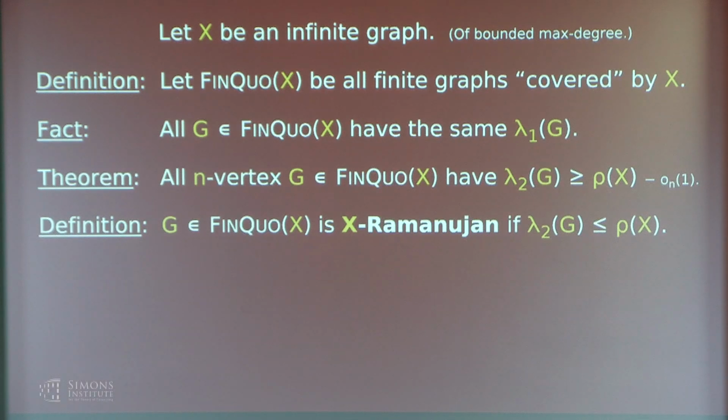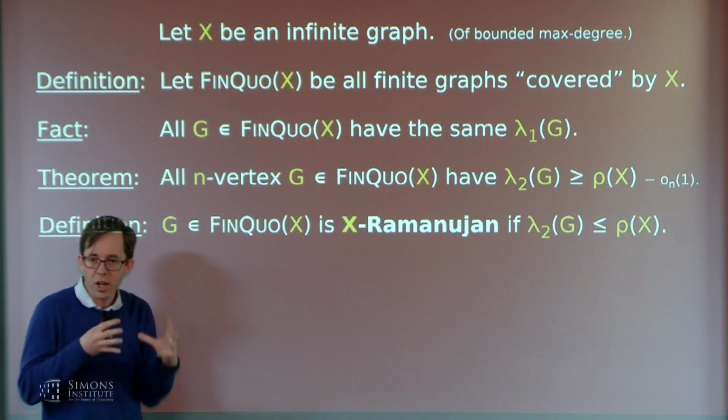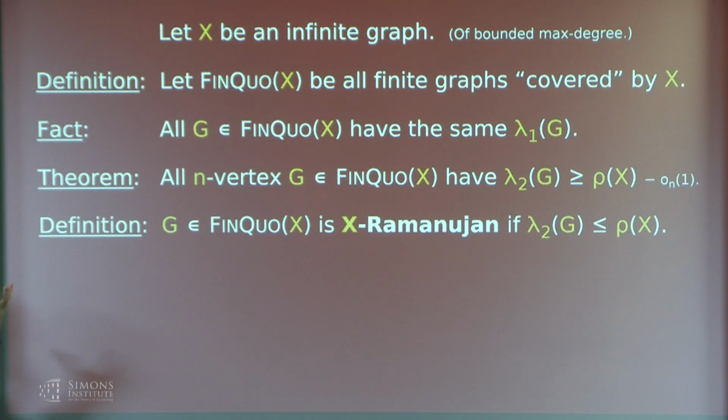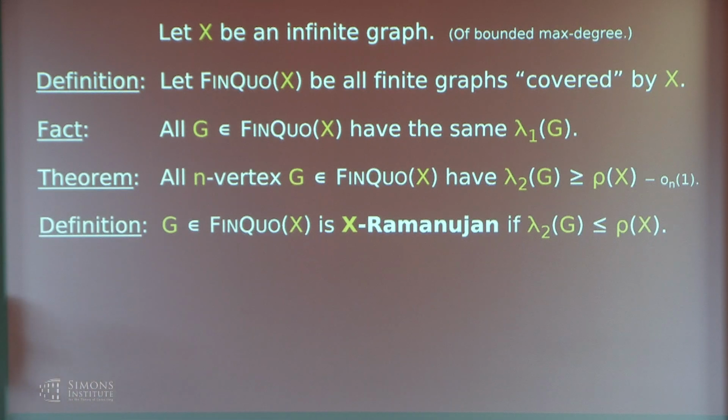Oh, sorry, I didn't say this here. So here's the general definition that we're going to work with. It's a general notion of being Ramanujan, and it's not a property of the finite graph. It's sort of a property in some sense of the fixed infinite graph. So you fix an infinite graph X, and then you say that a finite graph covered by that X is X-Ramanujan if its second largest eigenvalue is bounded by the spectral radius of X. I think this definition is due to Grigorchuk and Zuk.